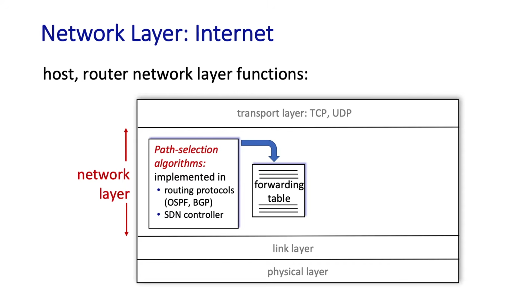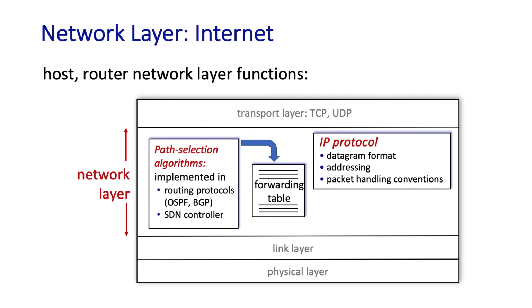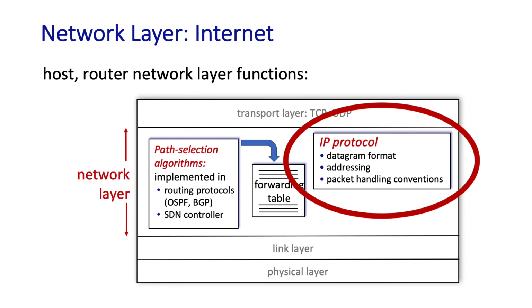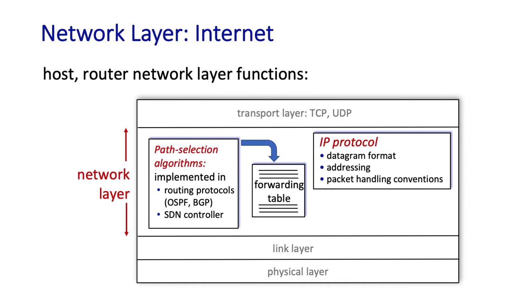A key part of the Internet's network layer is, of course, the IP protocol, the celebrated IP protocol. But what exactly is the IP protocol? Well, by looking at this diagram, you can see that the IP protocol is not about routing algorithms or SDN controllers. Those are control plane functions. Instead, the IP protocol is about the datagram format.